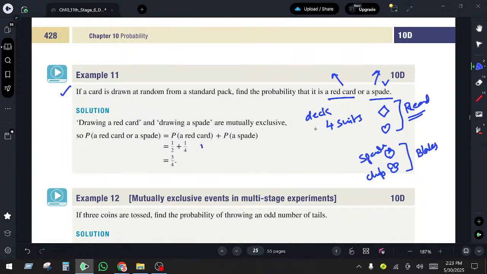Red means 26 cards are red out of 52, and spades are 13 out of 52. So red is 1 by 2 plus spade 1 by 4, and the answer is 3 by 4.